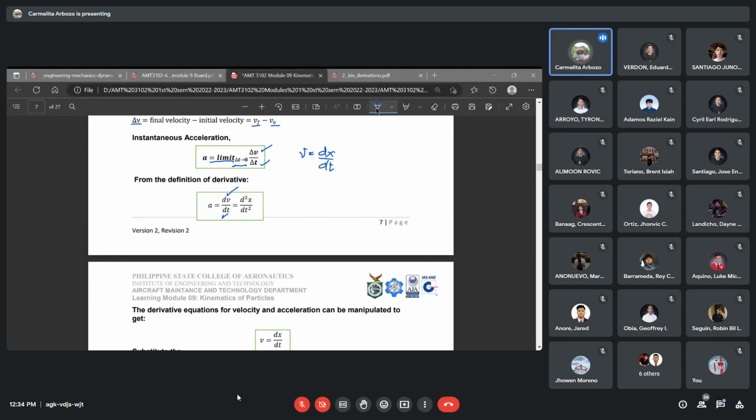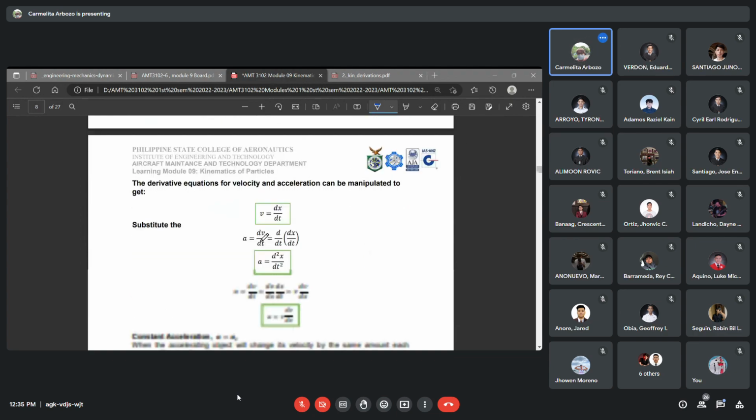So, pag isusubstitute natin, d times dx over dt, times dt. So, you have d squared x divided by dt squared. Kaya napunta to dito. Okay? Yan. So, tatandaan niya, pag velocity, derivative ng displacement over time. Pag acceleration, derivative ng velocity divided by the derivative of time. So, yan ang tatandaan ninyo.